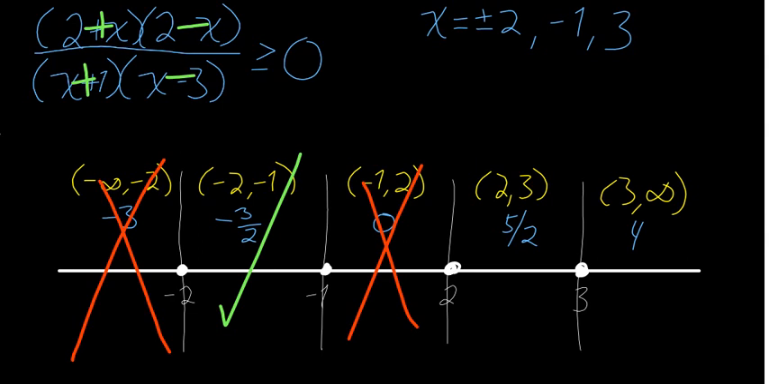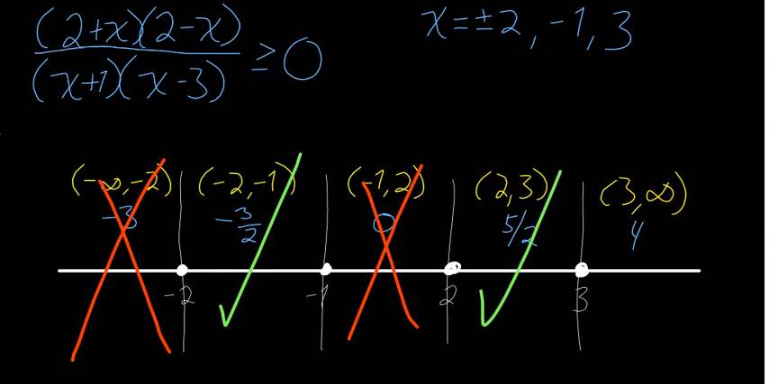Okay, well, we have a positive times a negative in my numerator, and that gives me a negative in my numerator. Okay, and then a positive times a negative in my denominator is going to be a negative in my denominator. Okay, well, a negative divided by a negative gives me a positive. Okay, so this interval does work.